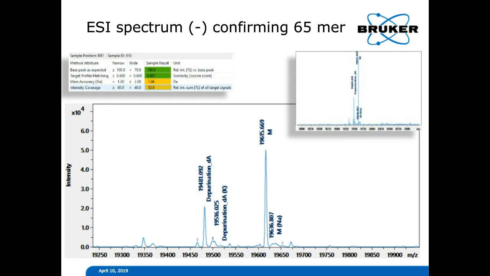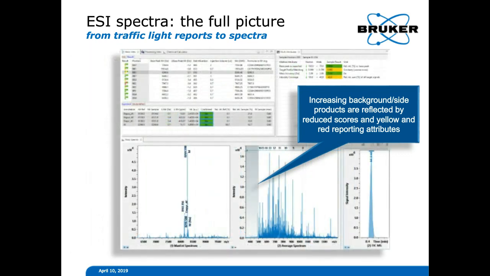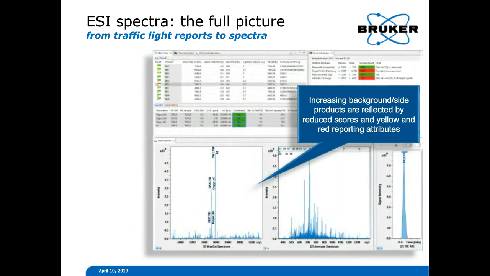Electrospray ionization gives a detailed characterization of the oligonucleotides. The average spectrum seen in the central window and the deconvoluted spectrum seen in the left window both indicate the increasing background ions and side products. These are also seen reflected in the multi-attribute table, where the scores are reduced, as seen by the green colors changing to yellow and red for failed attributes.